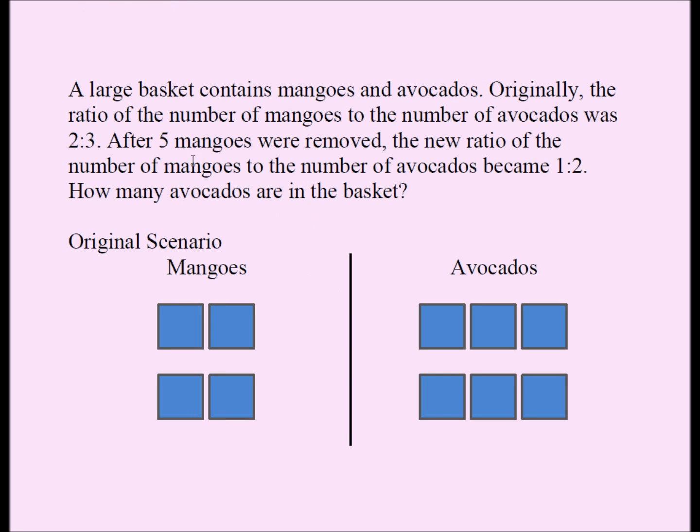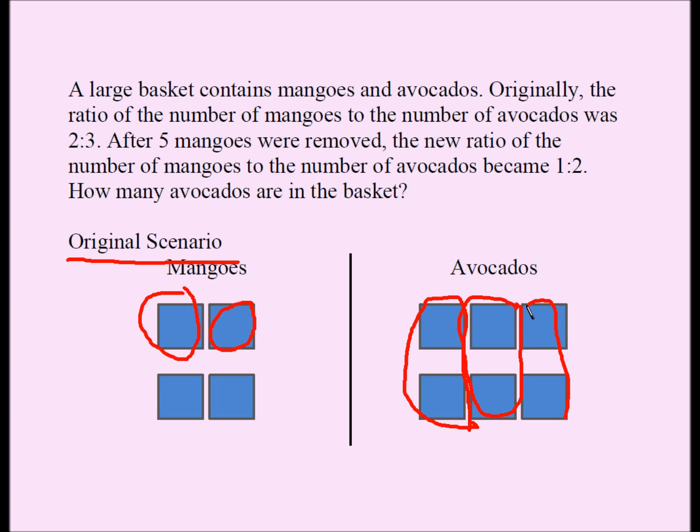Okay, now what I'm doing, I'm claiming how do I get from the original scenario to the new scenario? According to the new scenario, for every 2 avocados, you had 1 mango. So I'm claiming to get to the new scenario, this was removed. If this was removed, this must be worth 5 mangoes.